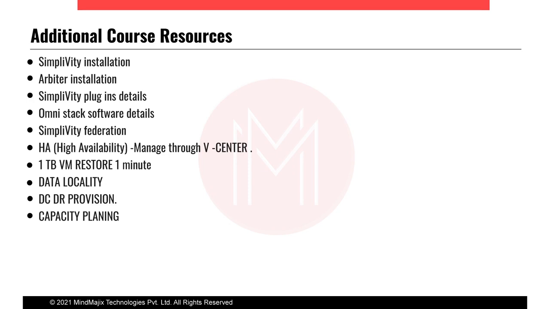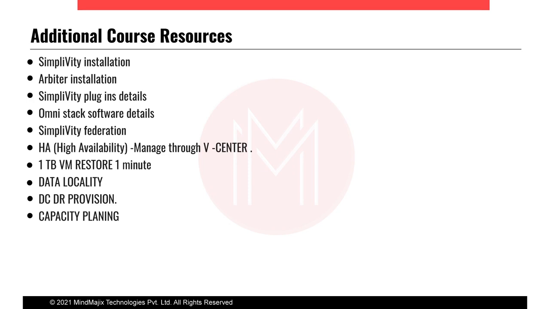Then the Simplivity plugins. Then the OmniStack software details. Simplivity is a complete bundle, so how the software licenses are required and how to apply that license. After that, we will come to the federation. If it is HCI, with internal data storage and data locality, how does the federation happen, the data federation? If you have a DB and one node goes down, the DB can be moved to a different node. How the data locality and federation work, we will teach you.